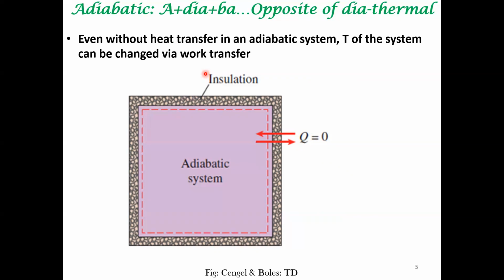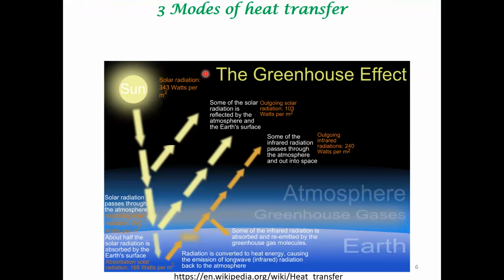There are many kinds of work transfer you can envision, which would help you increase the temperature. For example, in Joule's experiment, the system was covered by an adiabatic wall, right? But there were other kinds of work interaction that resulted in the increase in temperature of the system. So that can also be thought through.